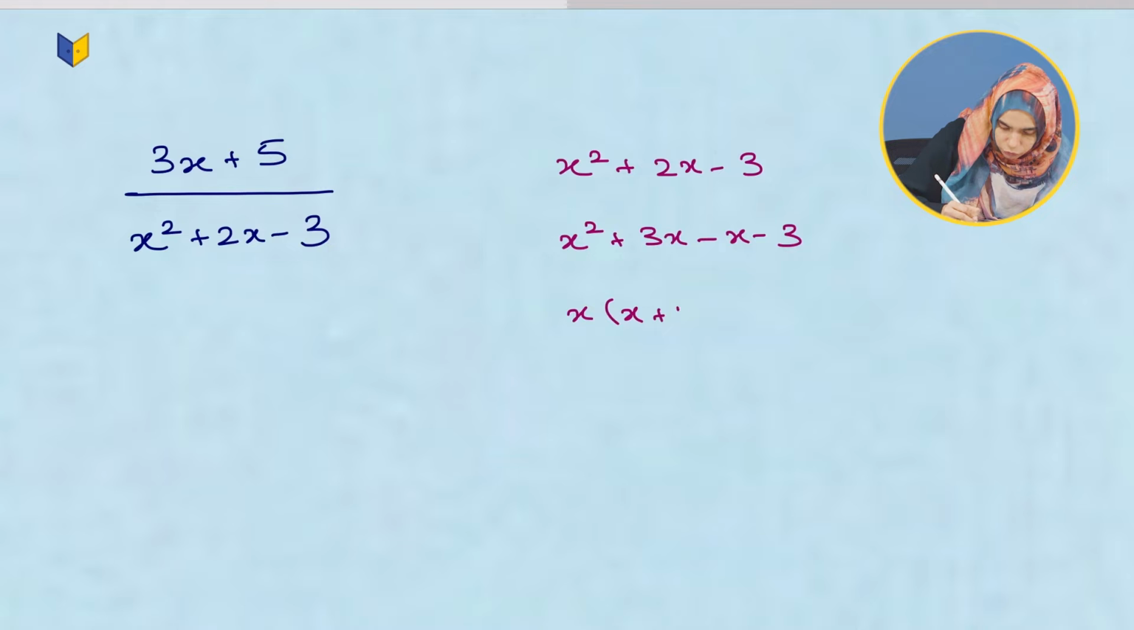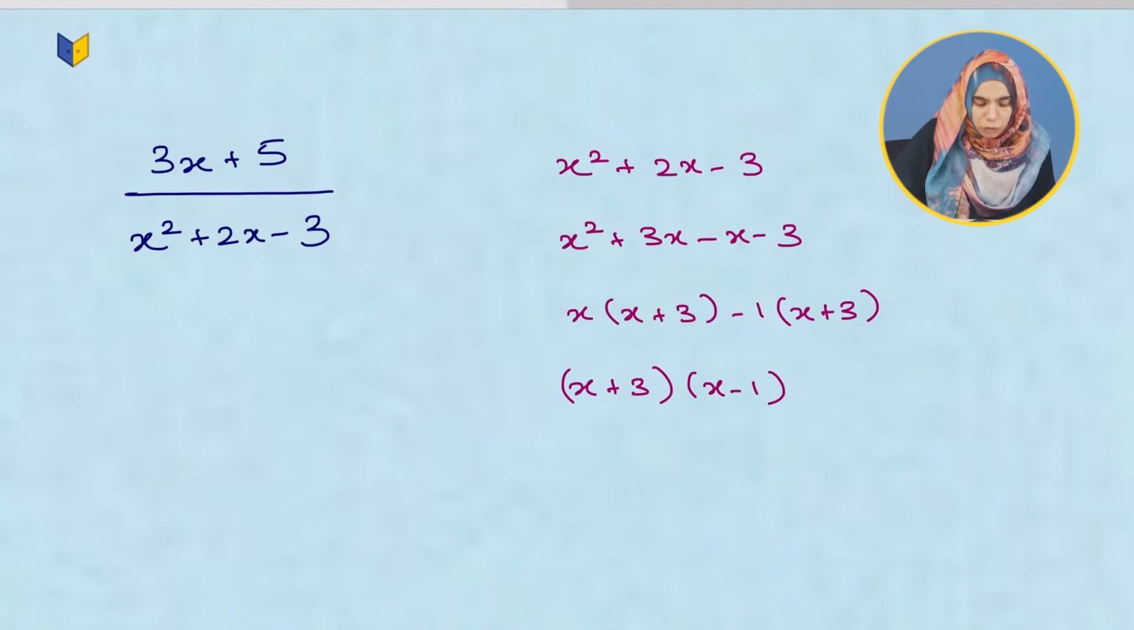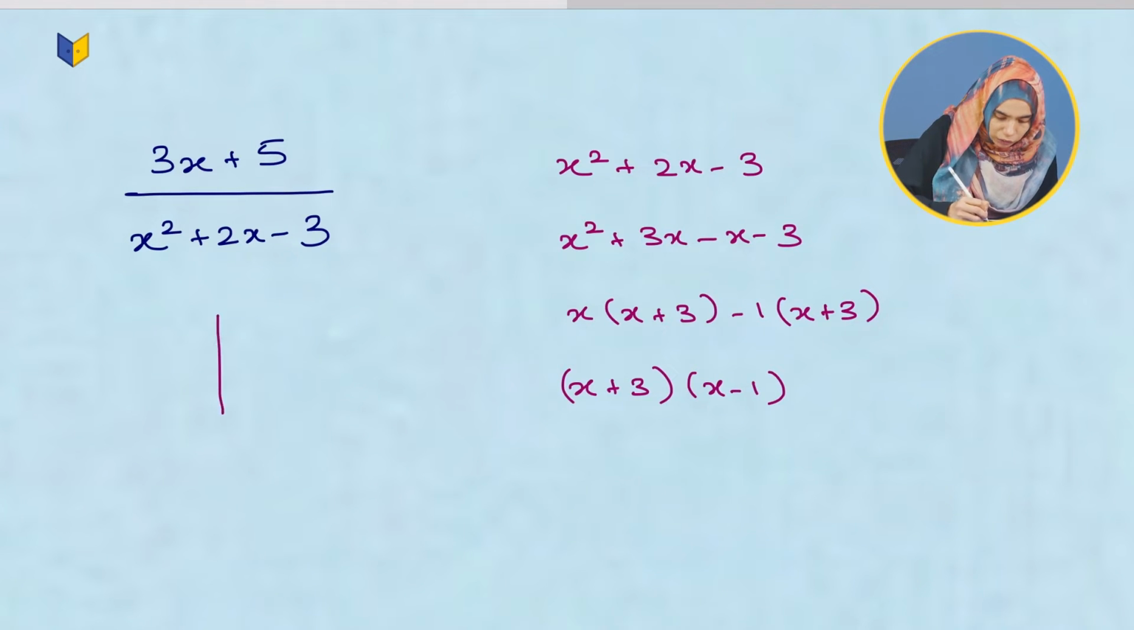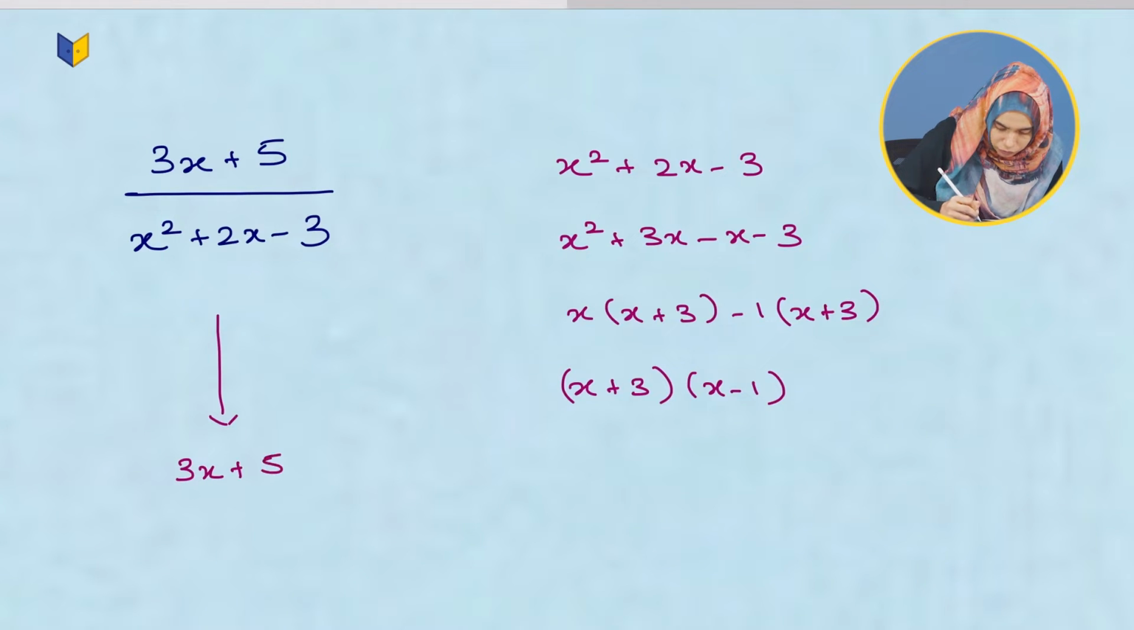Taking x common from the first two terms and minus 1 common from the last two terms, I can see the factors are x plus 3 and x minus 1, which basically tells me that this fraction can also be written as (3x plus 5) upon (x plus 3) into (x minus 1).